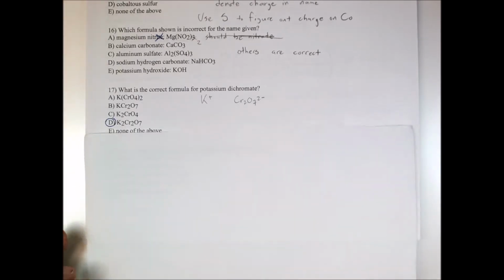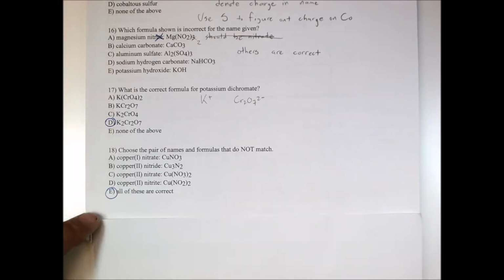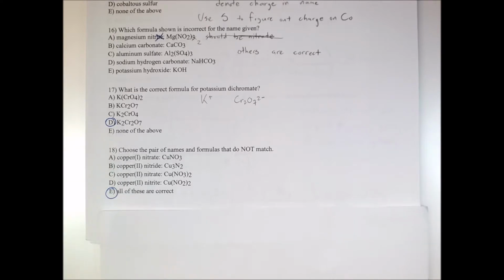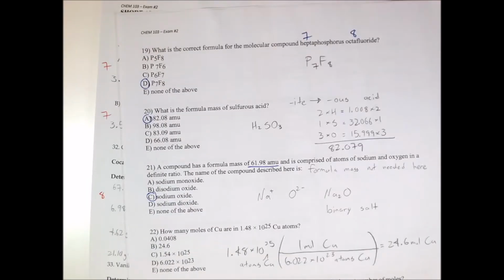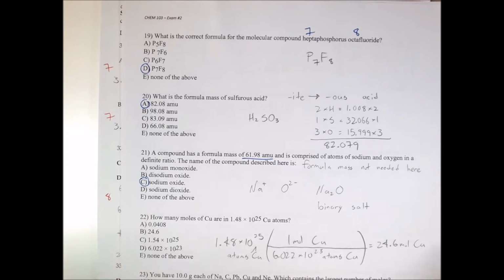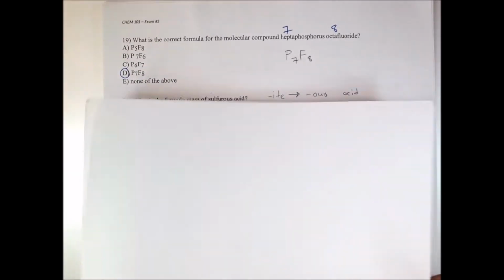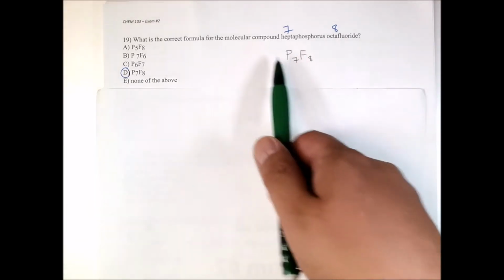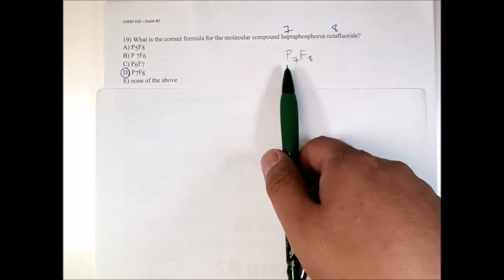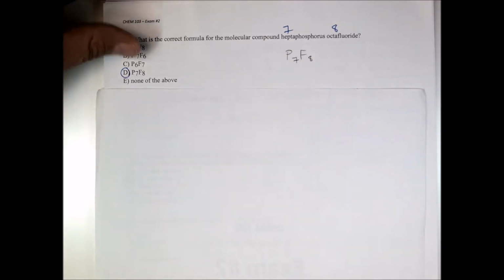All right, moving along here, we just talked about that one. On this one here, which of the following pairs do not match? And it turns out they're all correct. All right. This next one here was naming a molecular compound, meaning it's not ionic, it's all nonmetals. So hepta is for 7, octa is for 8, so P7F8 is the correct answer there.